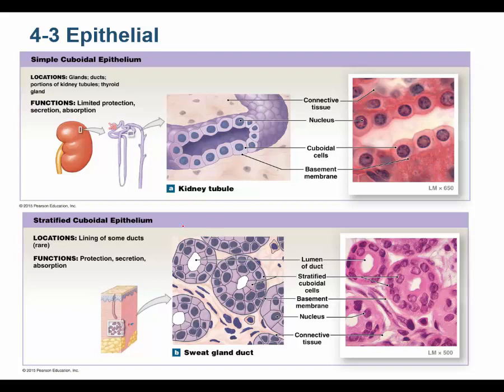Stratified cuboidal epithelium, somewhat rare, and it lines some of your ducts. So you could have a sudoriferous duct. Sudoriferous. That's a sweat gland. A sudoriferous gland is a sweat gland. So the ducts of your sweat glands can be stratified cuboidal. Somewhat rare though, they're not that common.